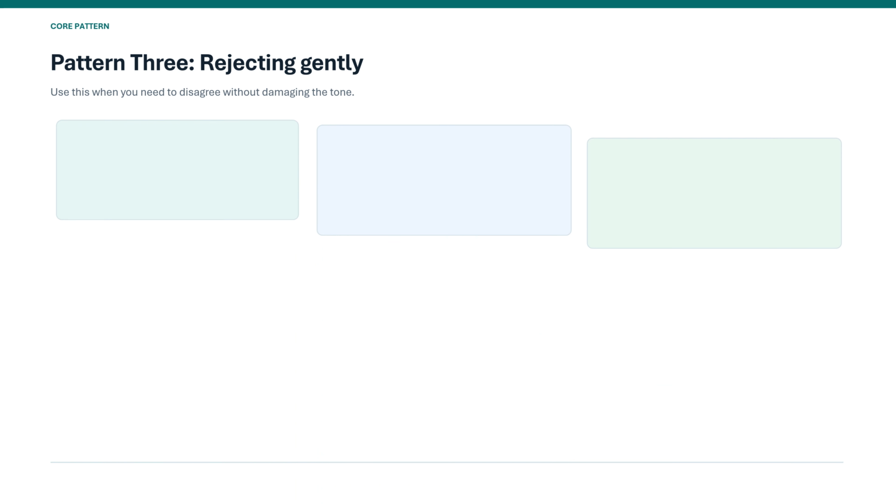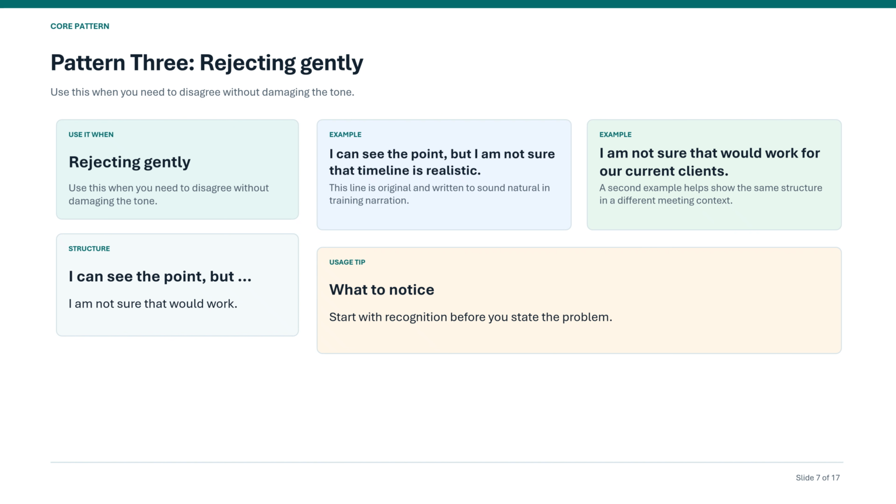Rejecting gently is useful when you need to disagree without damaging the tone. The structure is, I can see the point but I'm not sure that would work. Here are two original examples. I can see the point, but I'm not sure that timeline is realistic. I'm not sure that would work for our current clients. Start with recognition before you state the problem.